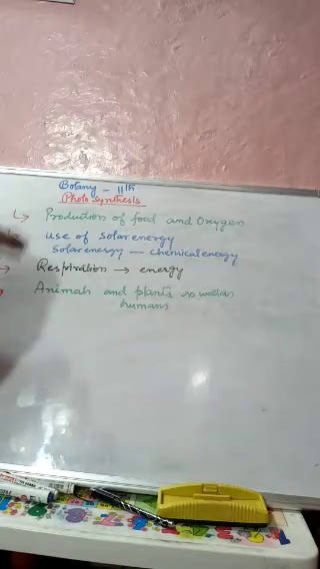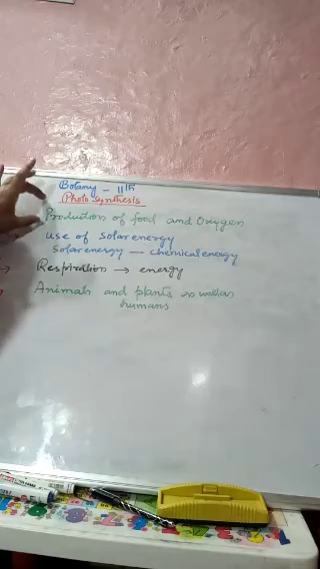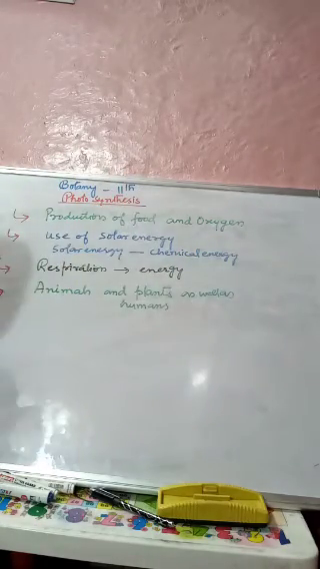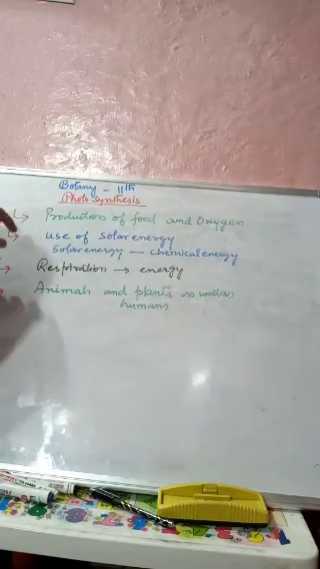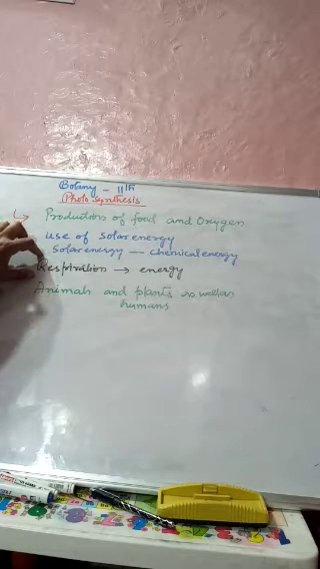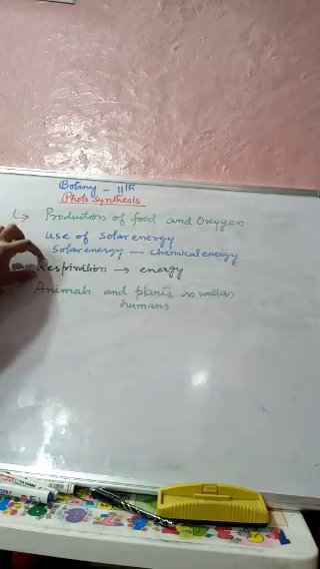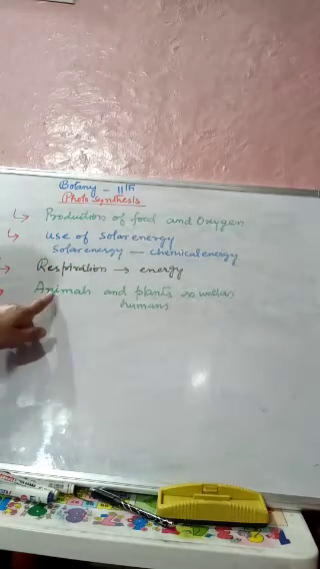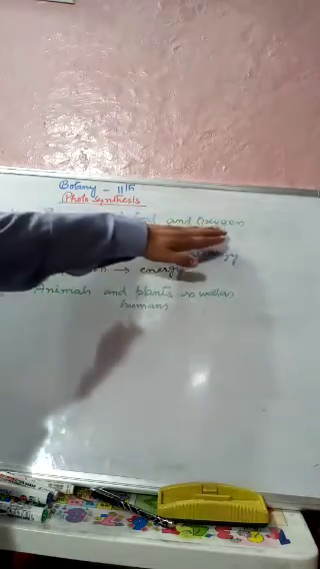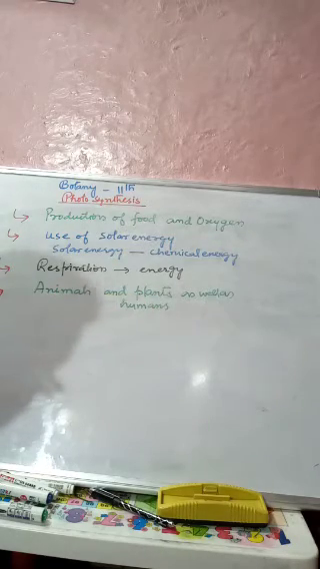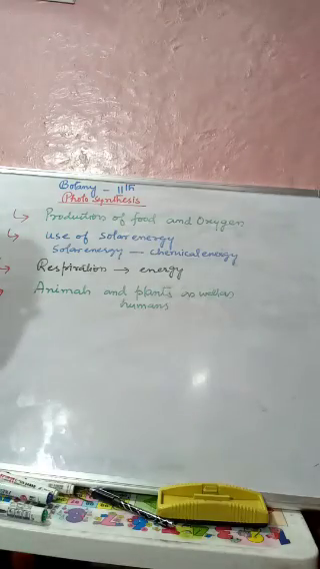So this is the importance of photosynthesis. First, the production of food and liberation of oxygen takes place. Second, there is the use of solar energy, which is converted into chemical energy. Third, whatever food is synthesized undergoes respiration when consumed by other organisms, to liberate energy. Animals, plants as well as humans use the liberated oxygen. So these are the various importances of the process of photosynthesis.